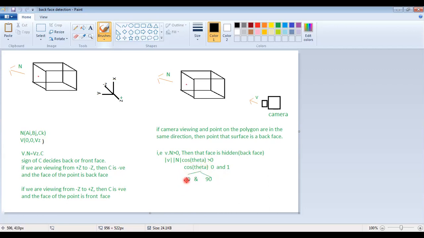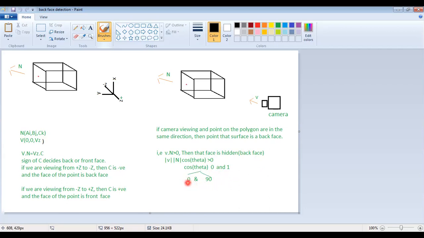Correct? What is the value of cos 0? It is 1. So the angle lies between 0 and 90 degrees, which means the value will be between 0 and 1. Let us prove it. So what happens when the value of theta becomes greater than 90? How does the invisible face become visible? I will prove it.